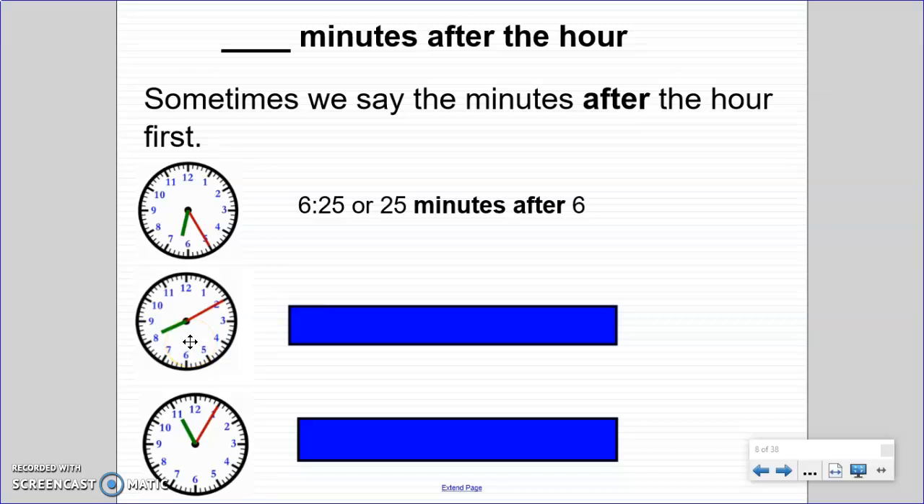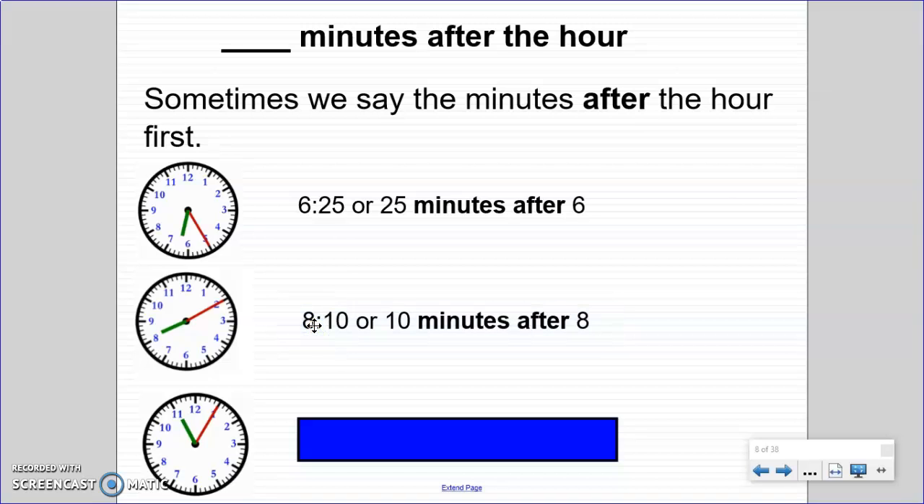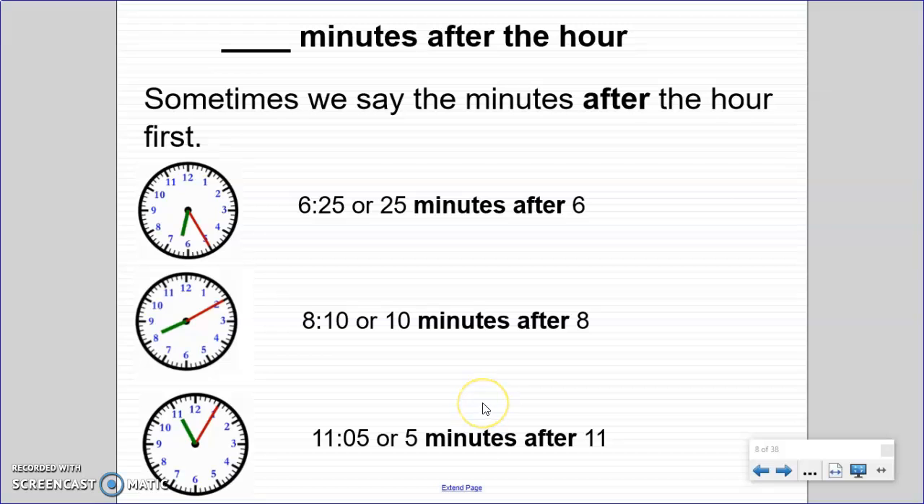We would write the time on this clock as 8:10. Or some people might say 10 minutes after 8. Can you look at the third clock and tell the time on the clock using the words minutes after? Great job, third graders. The time on the clock is 11:05, or 5 minutes after 11.